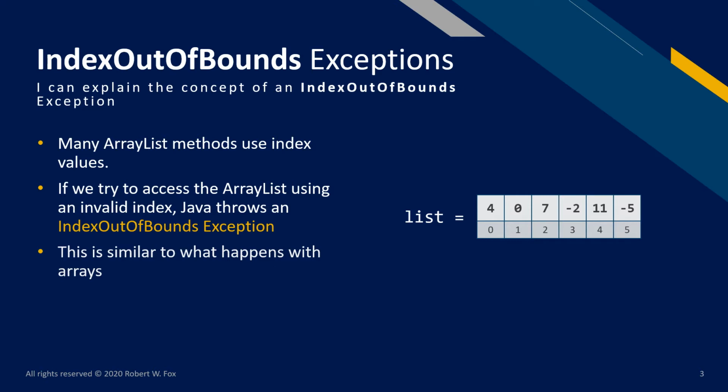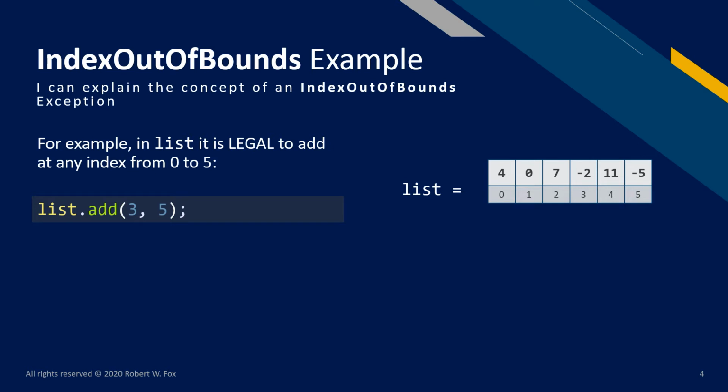So we already know that ArrayList methods often use index values. And just like with an array, if we try to access the elements of an array list using an invalid index, Java doesn't like that and throws what's called an index out of bounds exception, which usually results in your program crashing. To make sure that this idea is crystal clear, let's take a look at an example.